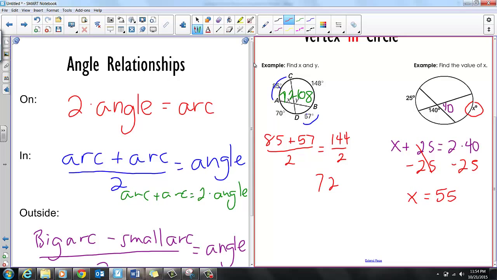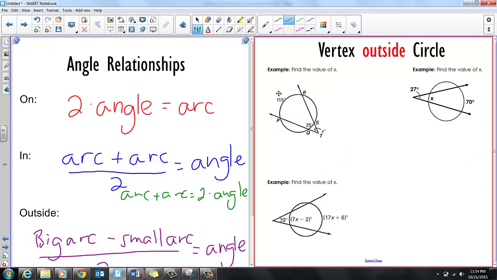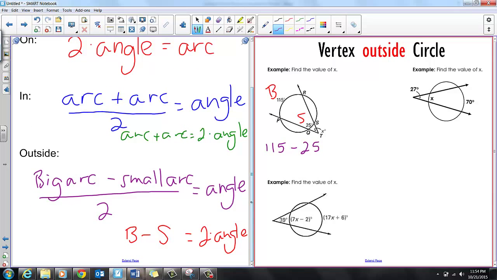Let's do a few problems where the vertex is outside of the circle. Let's take the big arc, 115, and 25 is going to be my small arc. So I'm going to say 115 minus 25, divided by 2 will give me my angle. This becomes 90 over 2, which gives me 45. So my angle x is going to be 45.